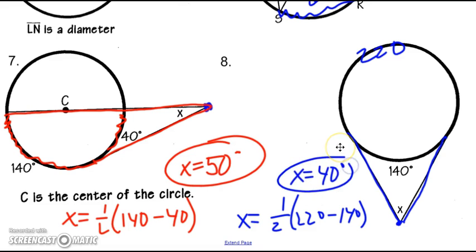Something you'll always notice with the ice cream cone problems, when you have a tangent, this happens to always be true, that the arc and the angle are always equal to 180. They are supplementary to each other. This is only true for the ice cream cone.